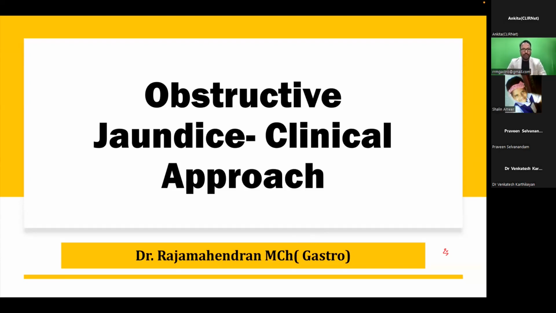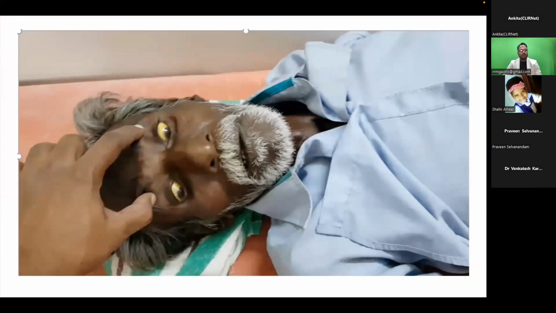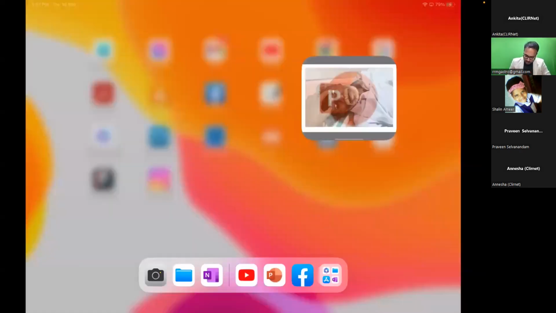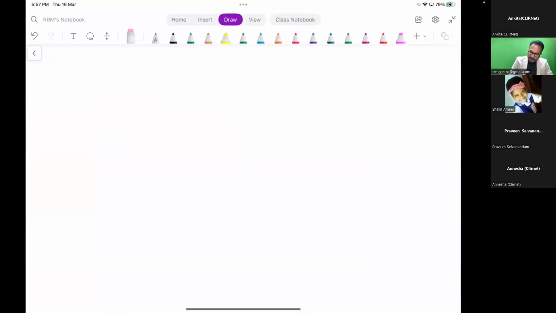So we're going to evaluate obstructive jaundice in detail. But before going to the evaluation of obstructive jaundice, let us see what is meant by obstructive jaundice. Let us first of all discuss what is obstructive jaundice.